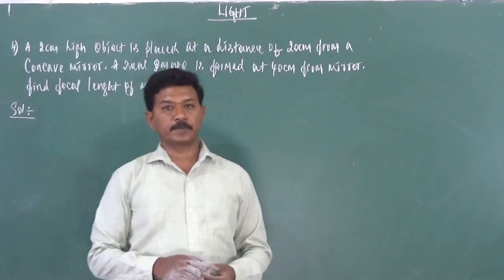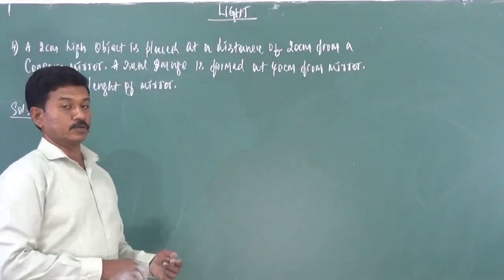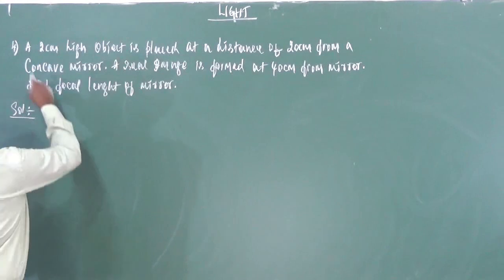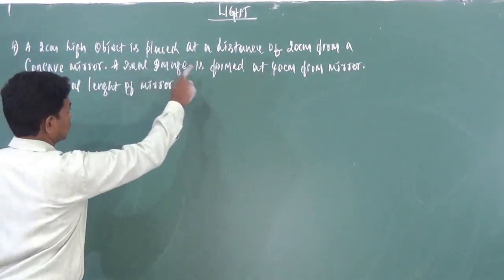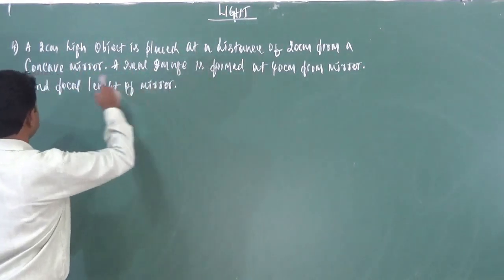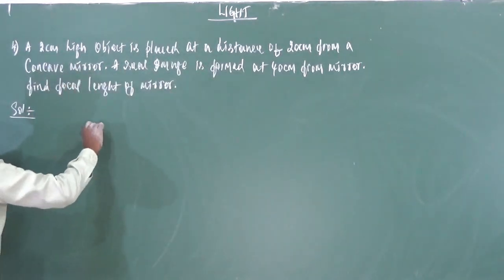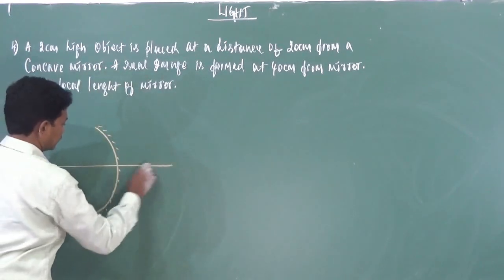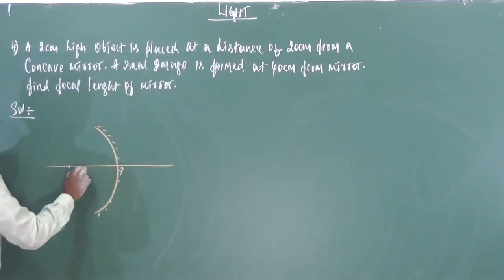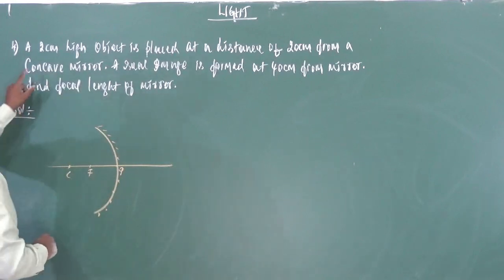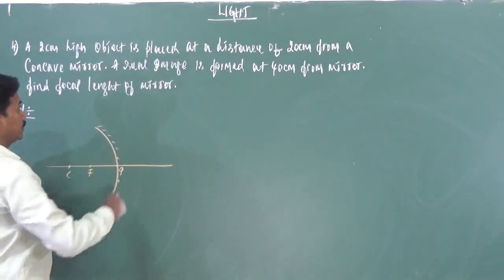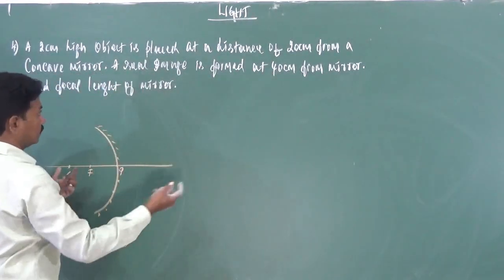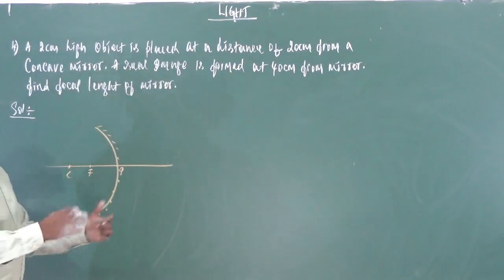Let us get into the next problem, which is very important and was asked in the 2011 final examinations of CBSE. A 2 centimeter high object is placed at a distance of 20 centimeters from a concave mirror. For reference, I will draw a concave mirror. This is the principal axis, pole of the mirror, center of curvature, principal focus. A 2 centimeter height, that is the size of the object, is placed at a distance of 20 centimeters from a concave mirror. I don't know what the focal length is here.